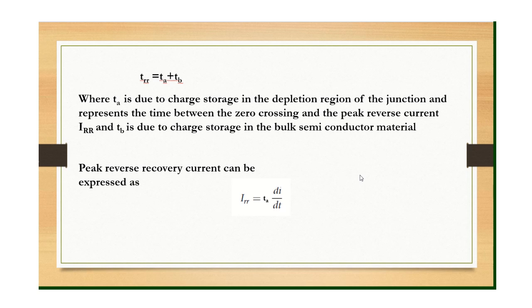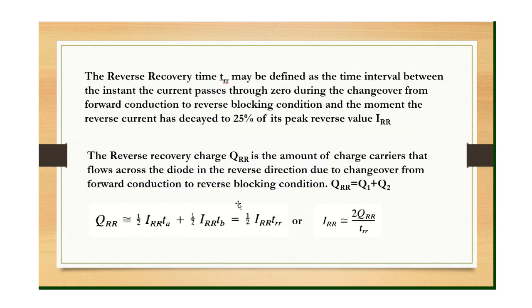Let's get back to the derivation process here. We got an expression that the reverse recovery time TRR is equal to TA plus TB, and the peak reverse recovery current can be expressed as IRR is equal to TA into di/dt, with respect to the rate of change of current.